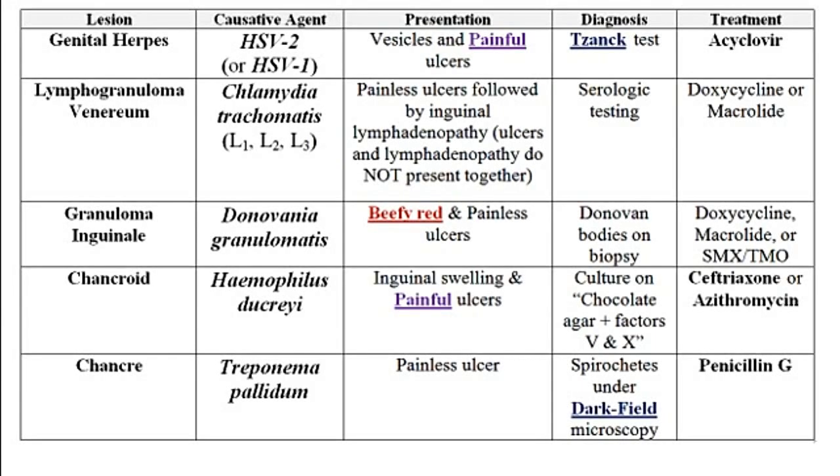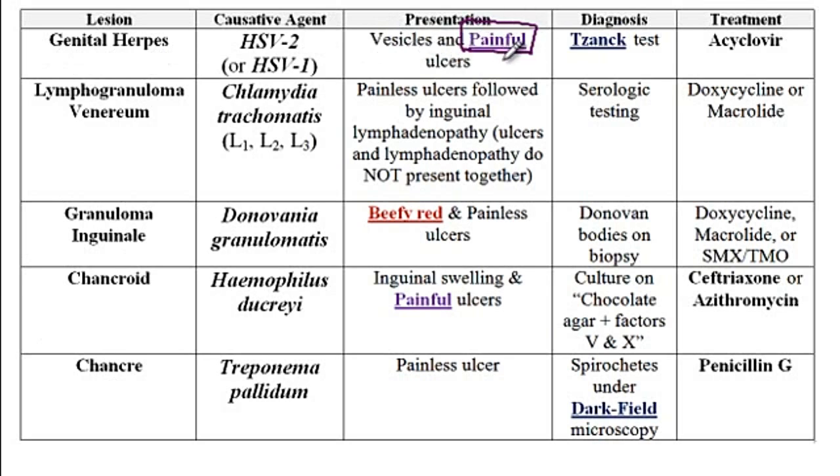In this video, I'm going to talk about the infections that are causing genital ulcers. So anytime you have a patient with a genital ulcer, you have to think of one of these 5 infections. So the first one is genital herpes, which presents with vesicles and painful ulcers.